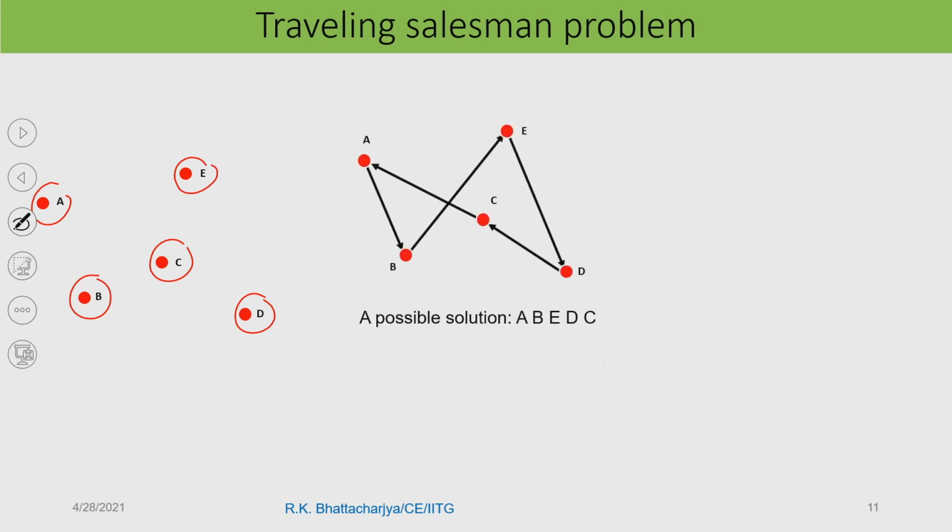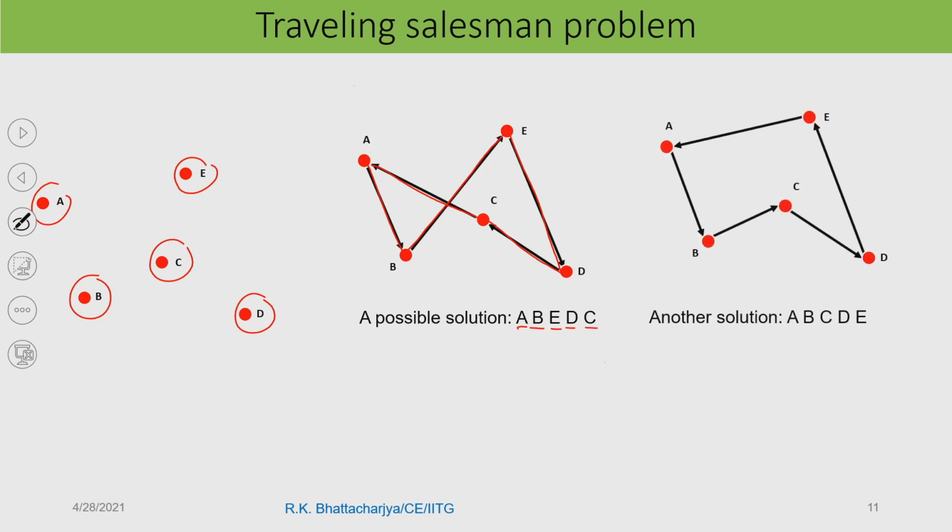One possible solution is that you start from A to B, then E, then D, then C. So, A to B, then B to E, E to D, then D to C, and C finally to A. This is one solution, and the second solution may be something like that: you are coming from A to B, B to C, then C to D, D to E, and finally E to A. So, what you want to find out here is the optimal route.